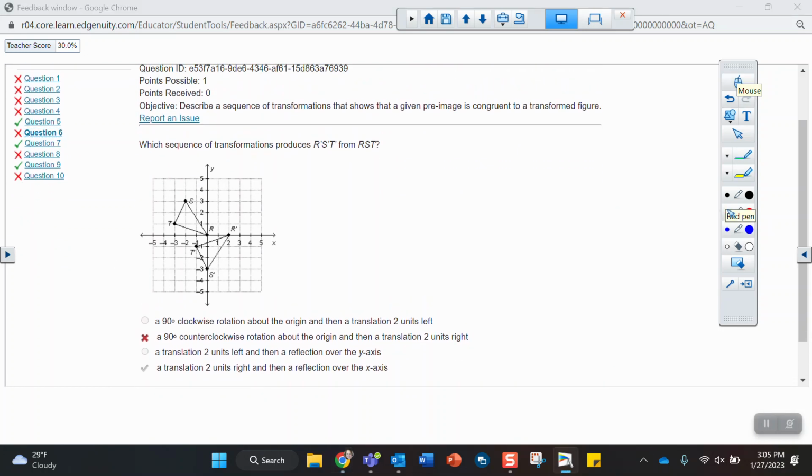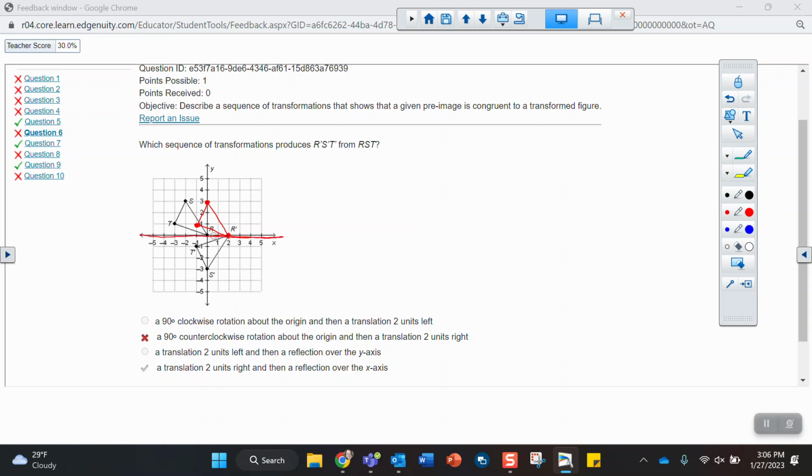All right, which sequence, excuse me, of transformations produces R prime S prime T prime from RST? A translation 2 units right. So that's going to go 1, 2, 1, 2, 1, 2. Here, here, and here. And then it's a reflection over the x.